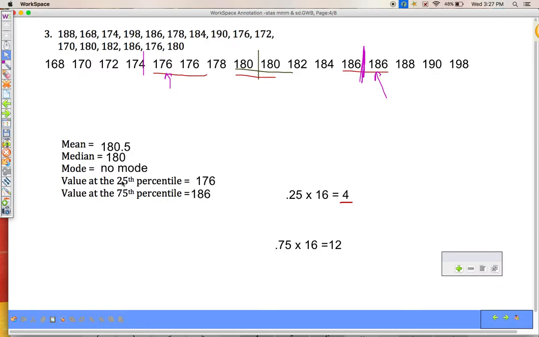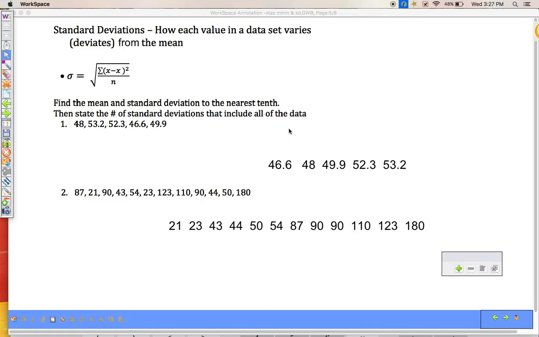Change these to a decimal, multiply them times the number of terms, and that tells you how many terms are in that percent. And you take the next one because the next one has that many terms below it. All right, standard deviations.